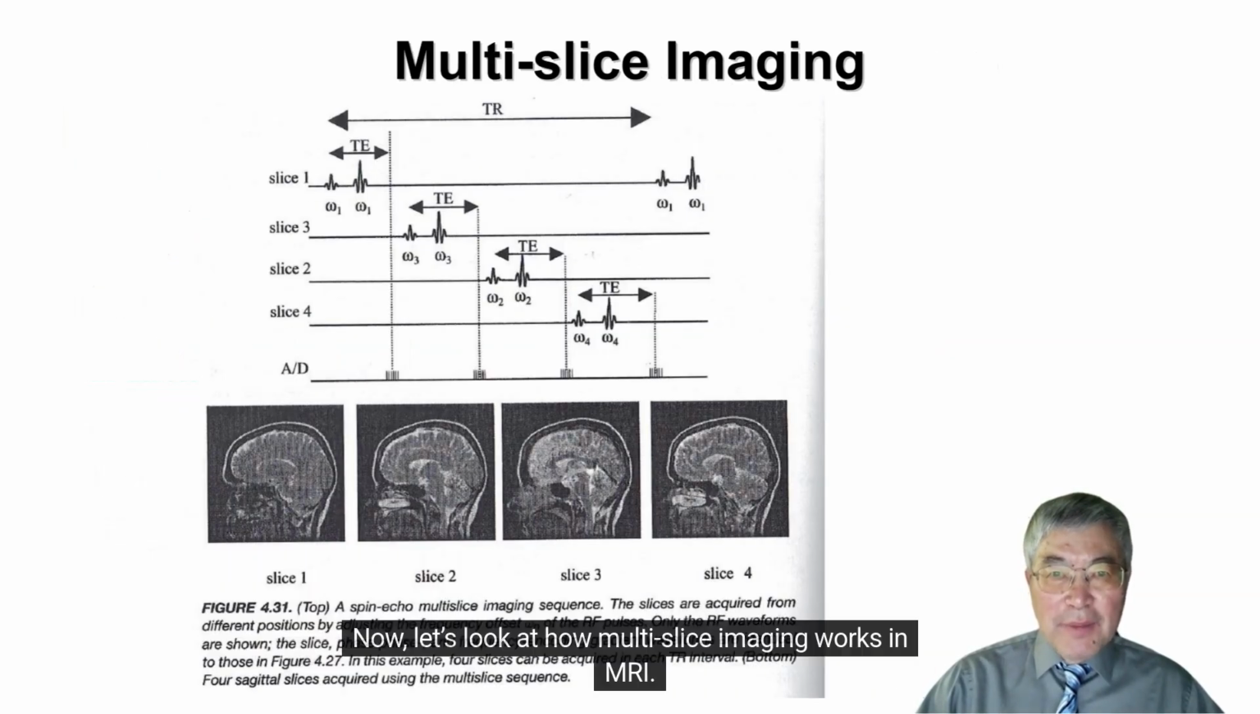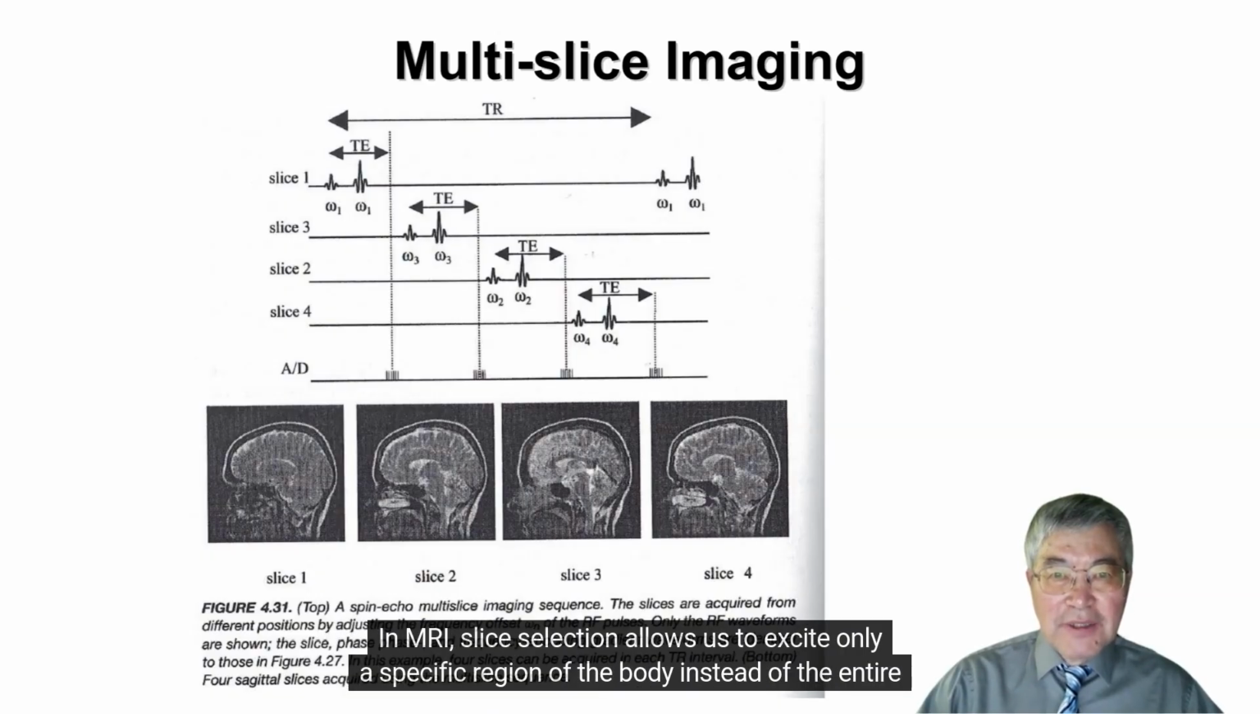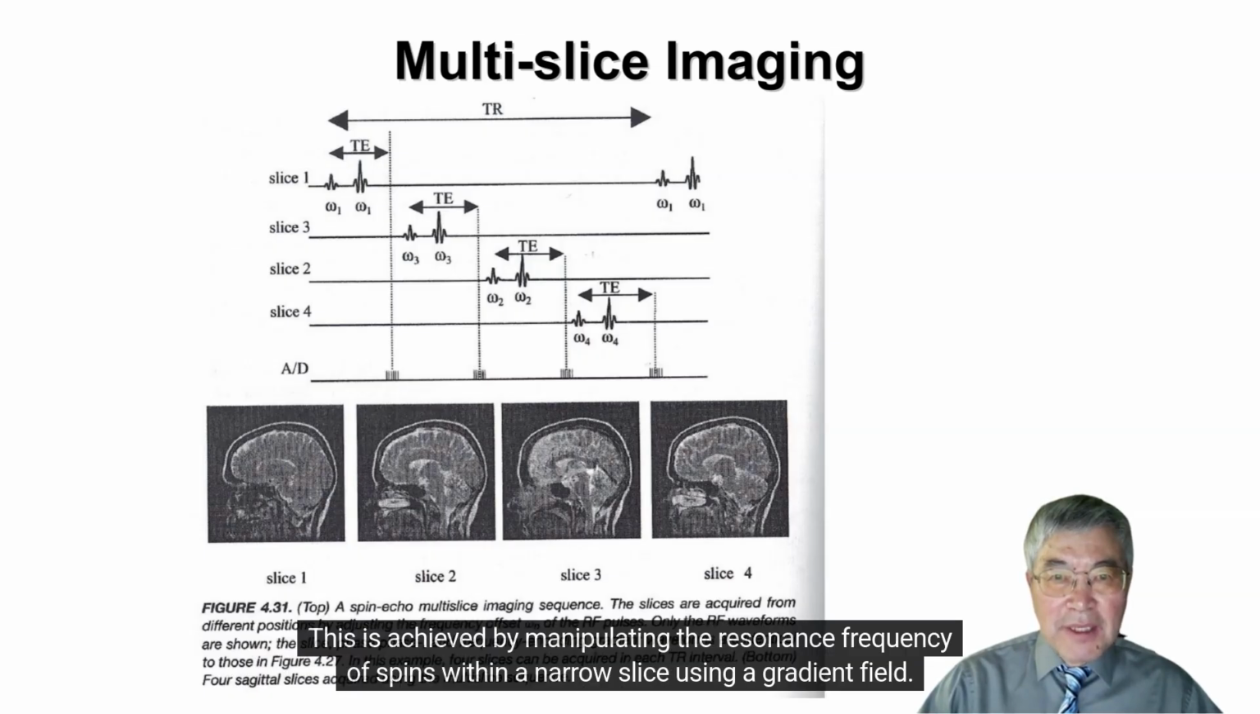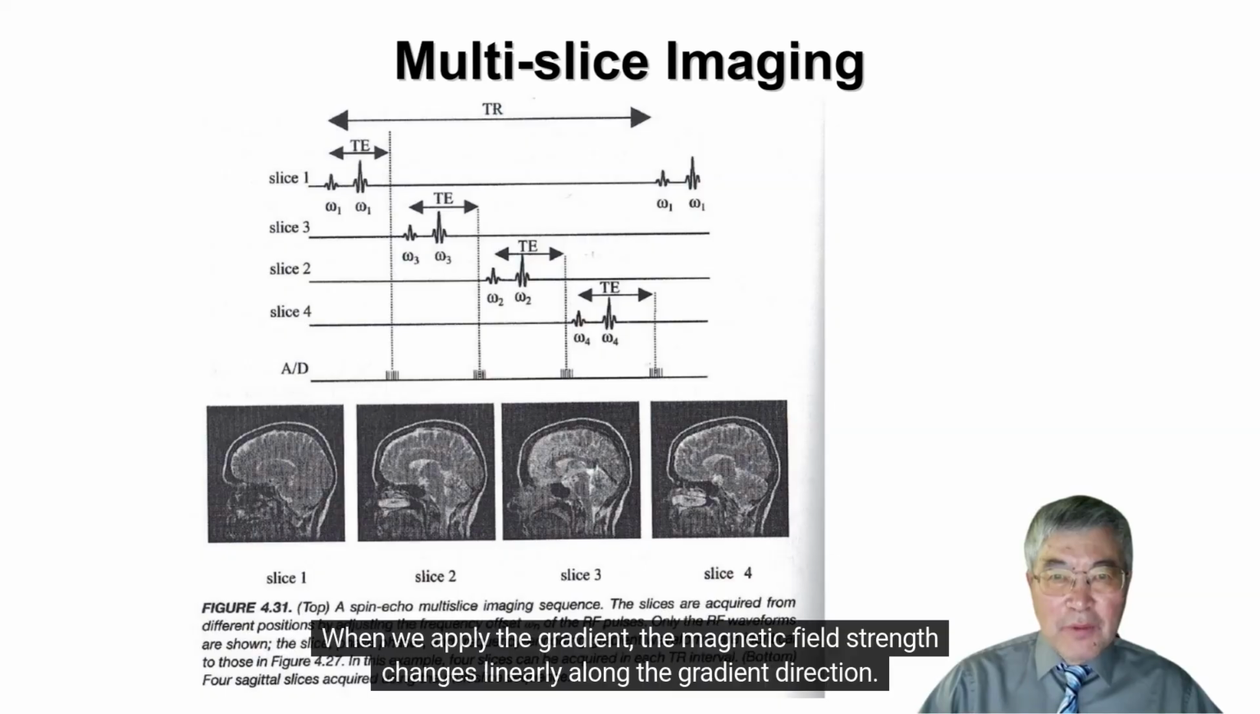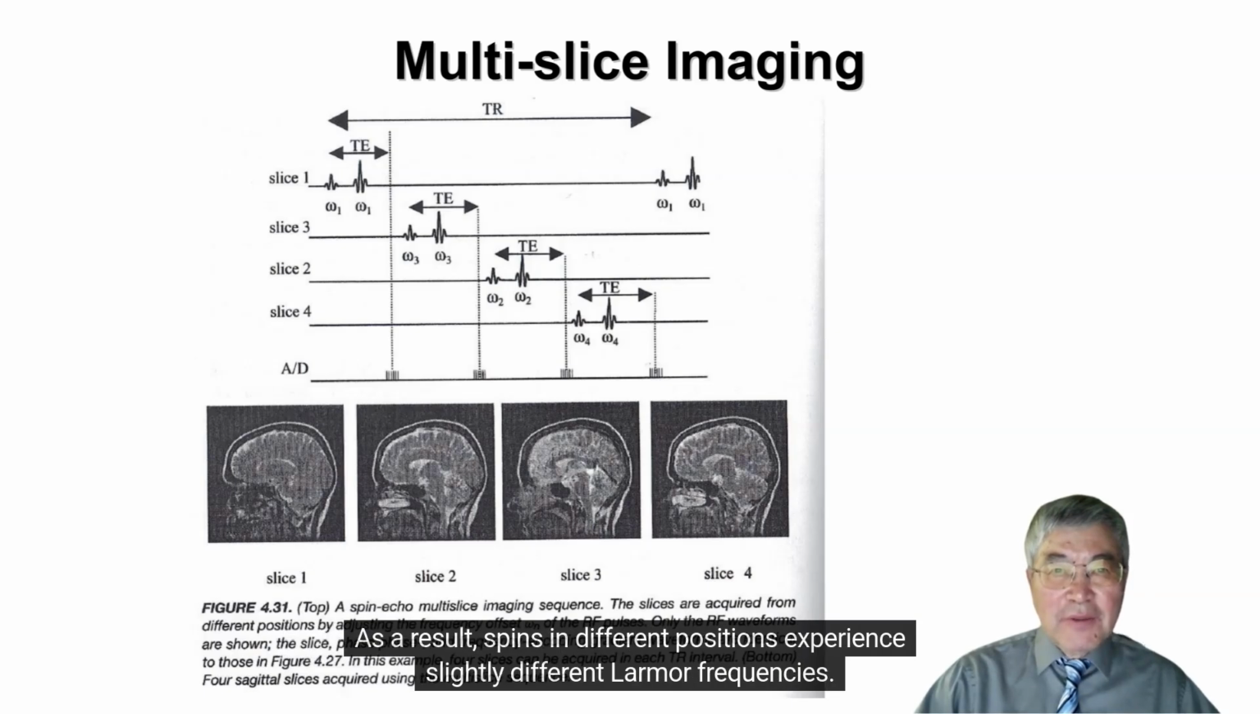Now let's look at how multi-slice imaging works in MRI. In MRI, slice selection allows us to excite only a specific region of the body instead of the entire volume. This is achieved by manipulating the resonance frequency of spins within a narrow slice using a gradient field. When we apply the gradient, the magnetic field strength changes linearly along the gradient direction. As a result, spins in different positions experience slightly different Larmor frequencies.